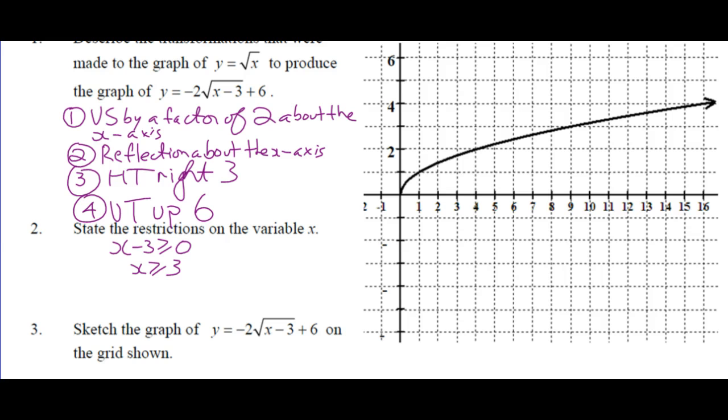Sketch the graph on the grid shown. Okay? Should be able to do that. Go ahead, sketch the graph.